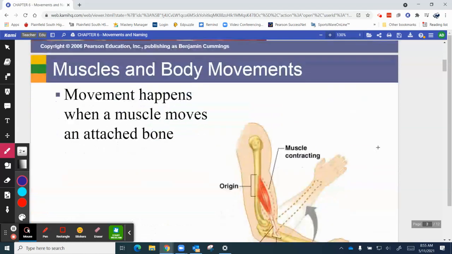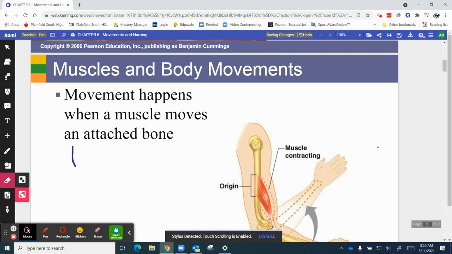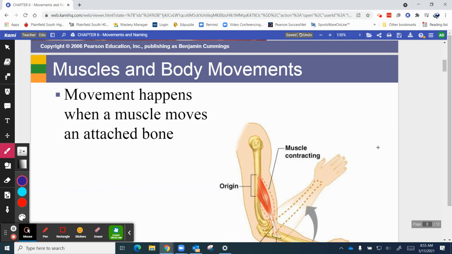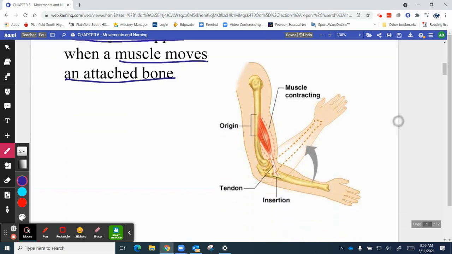All right, so we'll take a look at these basic movements and muscle attachment. We know that muscles attach to bones, but they have a couple of different attachment sites. That's where a movement actually comes from. Movement happens essentially when a muscle moves an attached bone. You can see the example over here to the side.